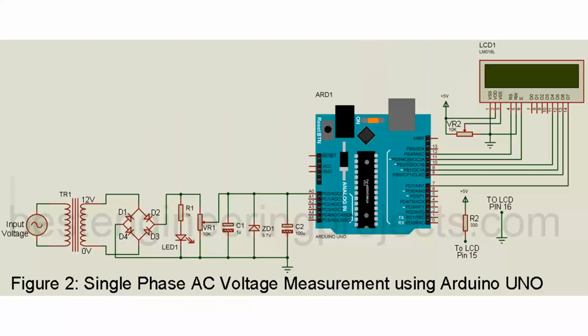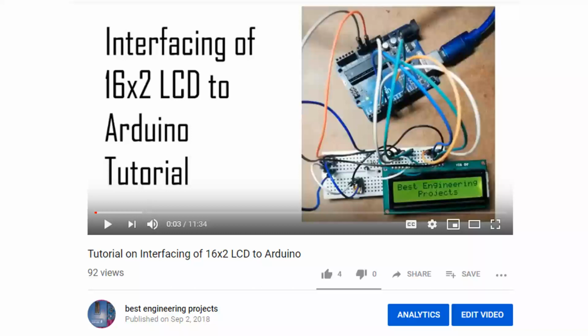The LCD is connected to Arduino in 4-bit mode, that is only the higher order data pins D4 to D7 are used to communicate between Arduino and LCD. If you have a problem in interfacing LCD with Arduino, then do watch our previous video. The link is given in the description section.